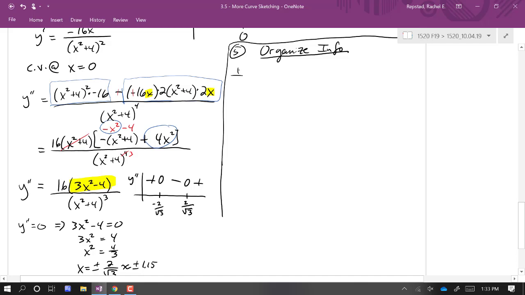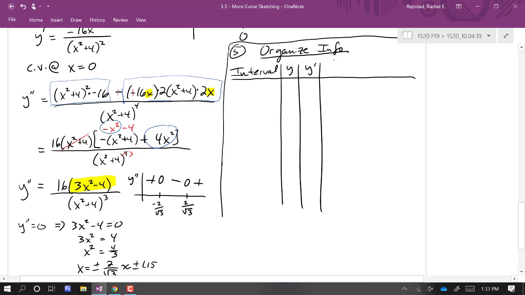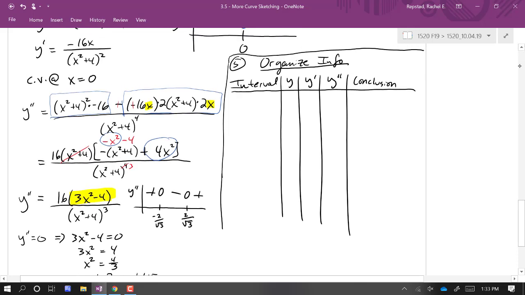Okay, so this is where we make that chart. We're going to keep track of the interval, the y coordinate, y prime, y double prime, and conclusion. The values of x that I'm interested in are any critical values, and also places where the second derivative is 0 or undefined. The derivatives are defined everywhere, so we had one critical value at 0, and then these two possible inflection points.